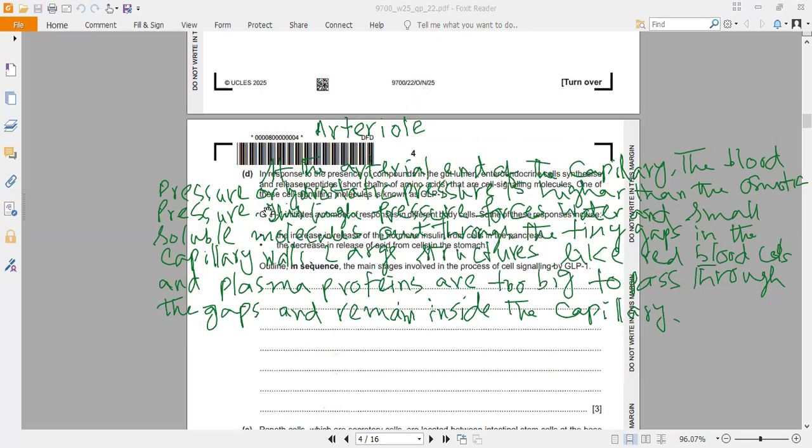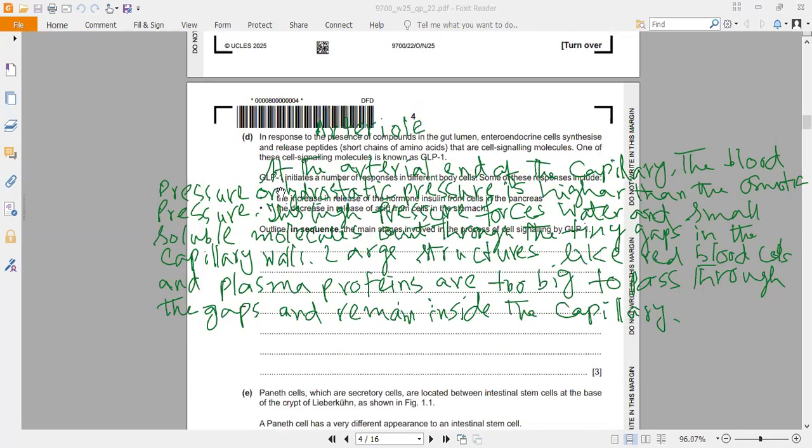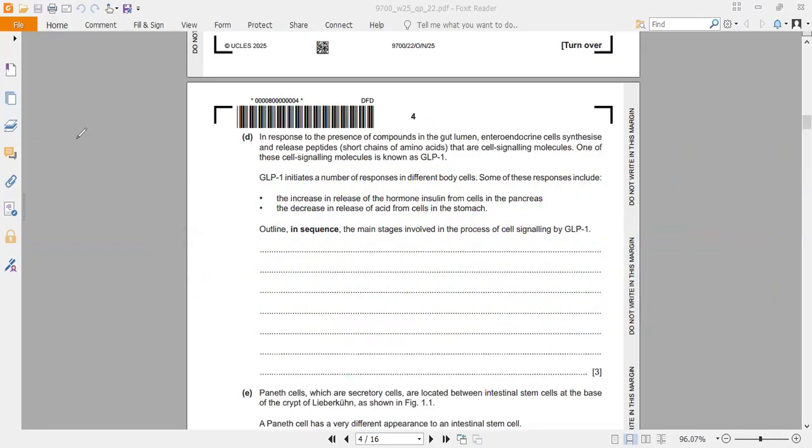So part C is completed. Now part D. Part D is in response to the presence of compounds in the gut lumen, enteroendocrine cells synthesize and release peptides that are single cell signaling molecules. One of these cell signaling molecules is known as GLP-1. So GLP-1 initiates a number of responses in different body cells.